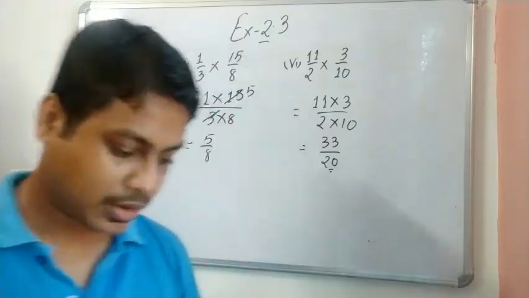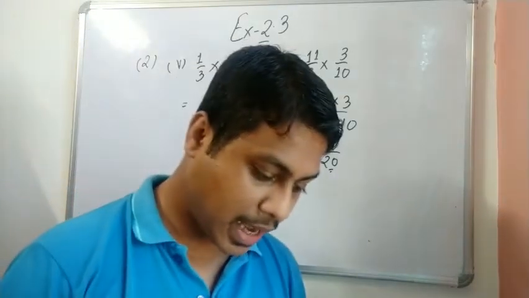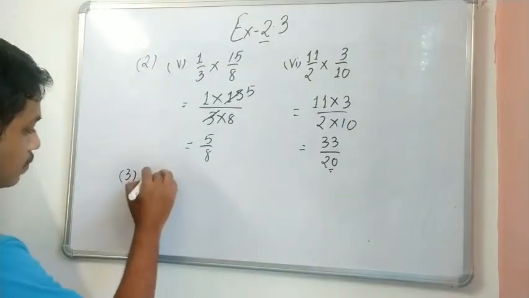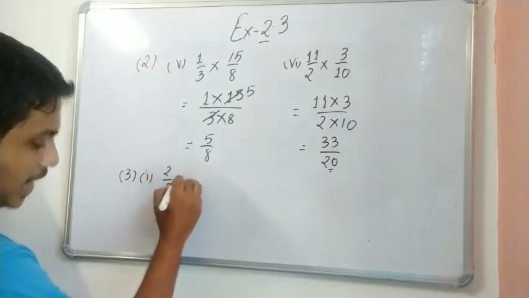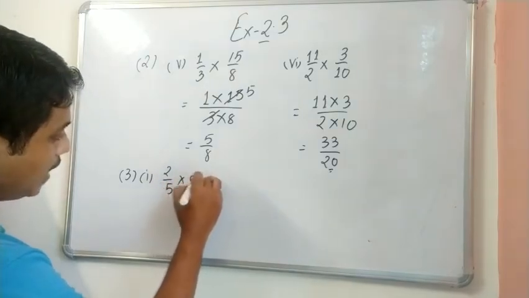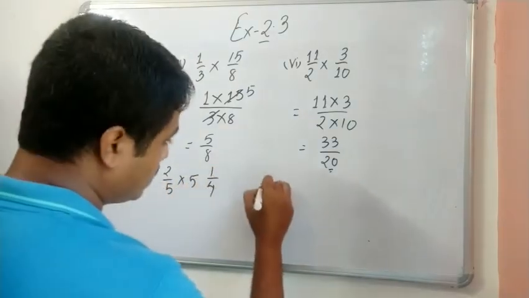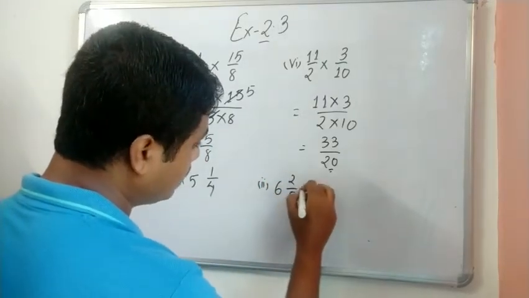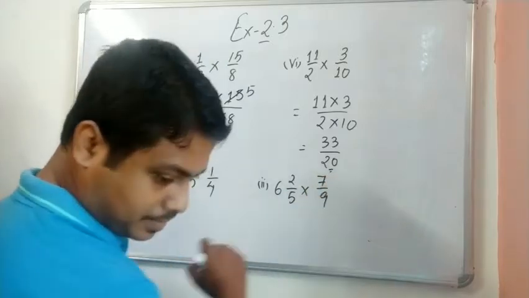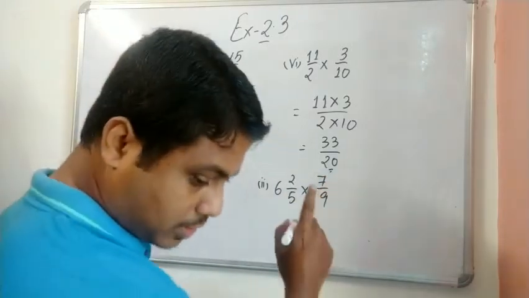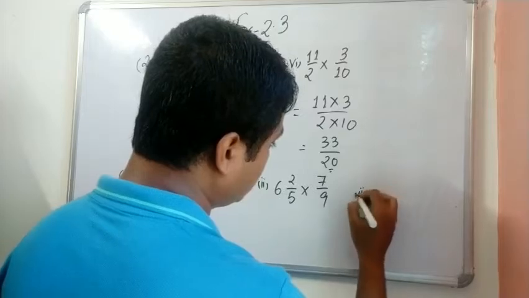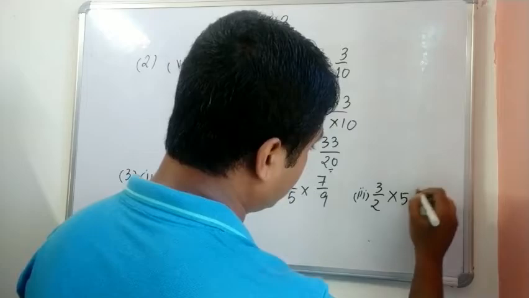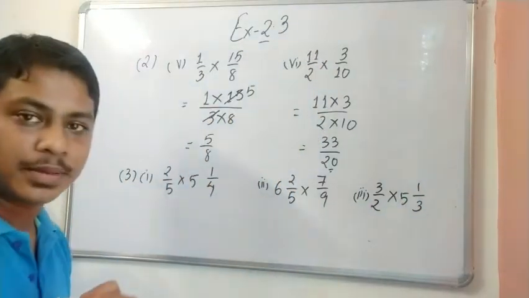Then question number 3. Question number 3 says, multiply the following fractions. First, 3 1: 2 by 5 into 5 1 by 4. Second question is 6 2 by 5 into 7 by 9. Then the third is 3 by 2 into 5 1 by 3. These are the 3 questions I will be discussing.